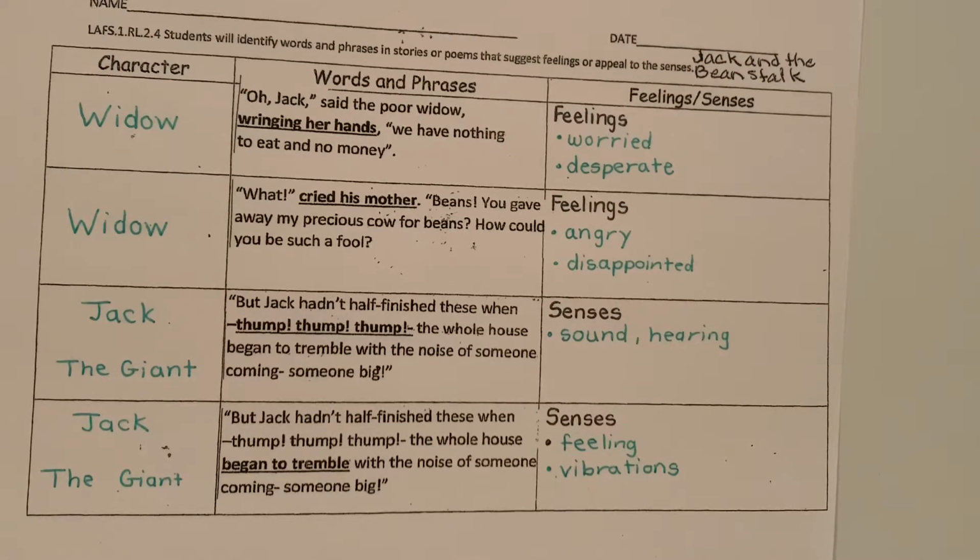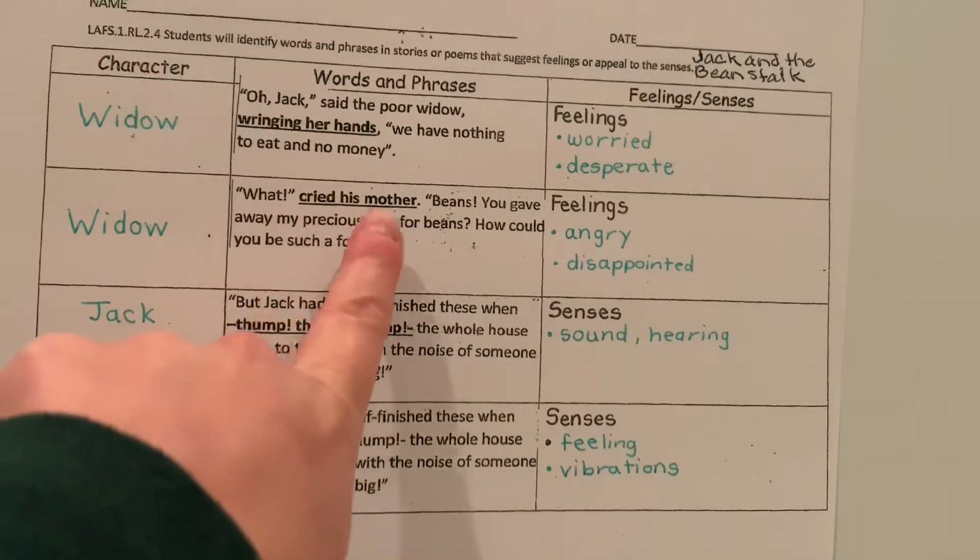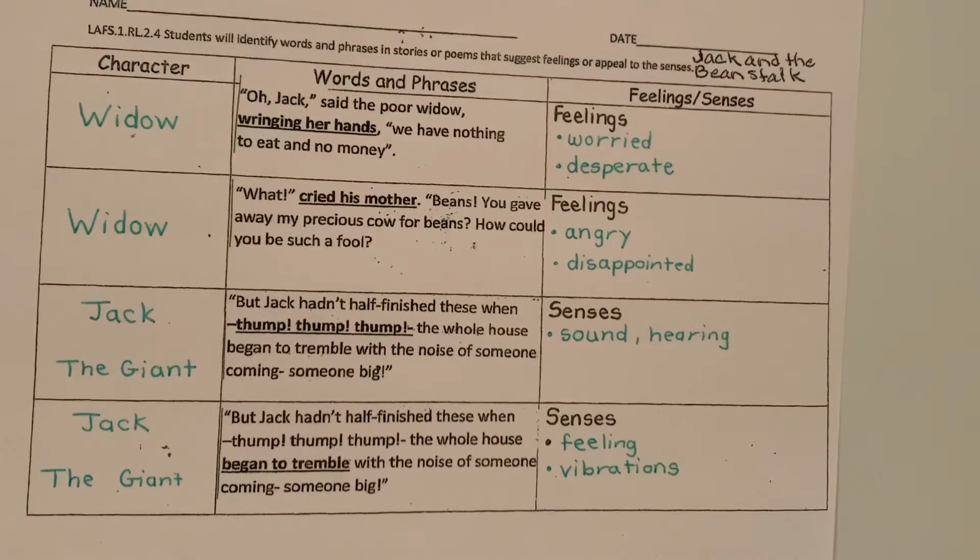The second one is also the widow. Now, this one I think everybody pretty much got. This one was a little bit easier. Now, it did try to trick you a little bit, but I don't think anybody let it trick them. It said, "cried his mother." But that doesn't mean a sad cry. It means she's doing what? Right, she's saying it, almost yelling it at him.